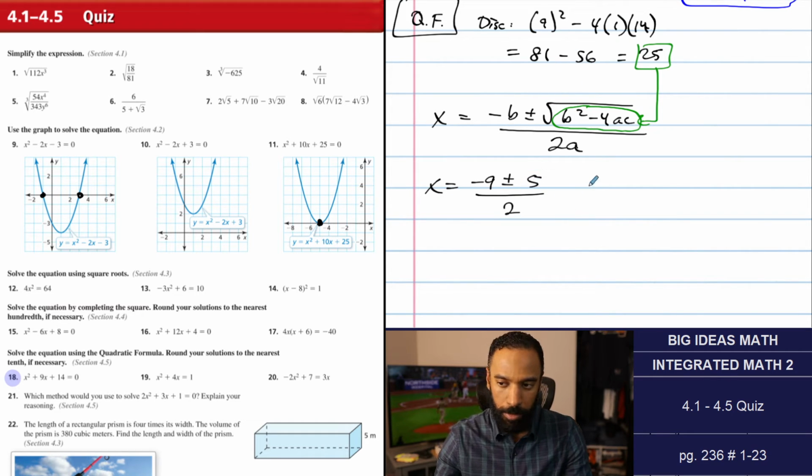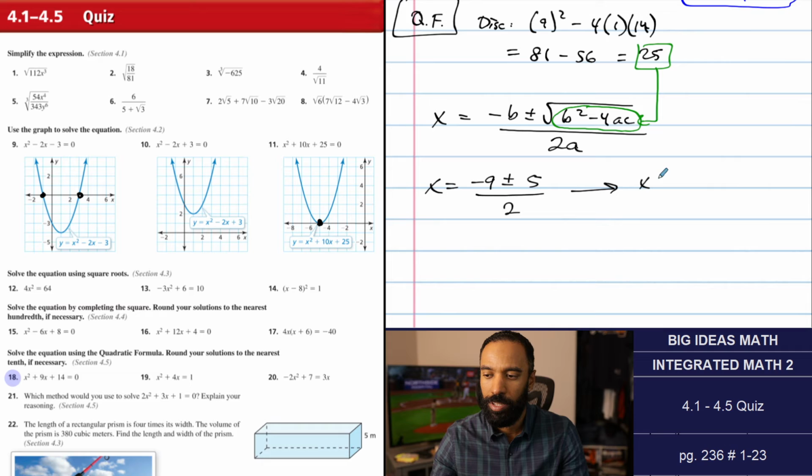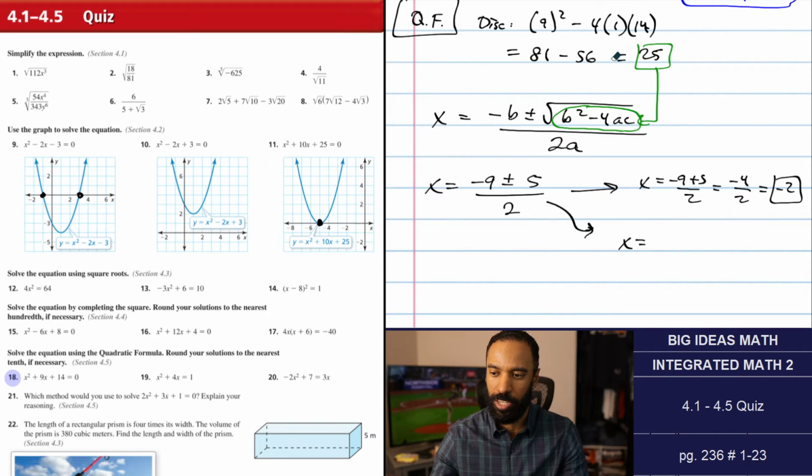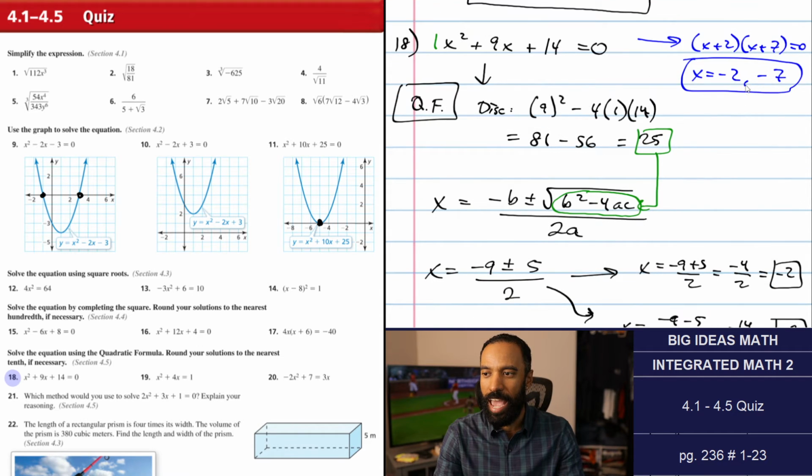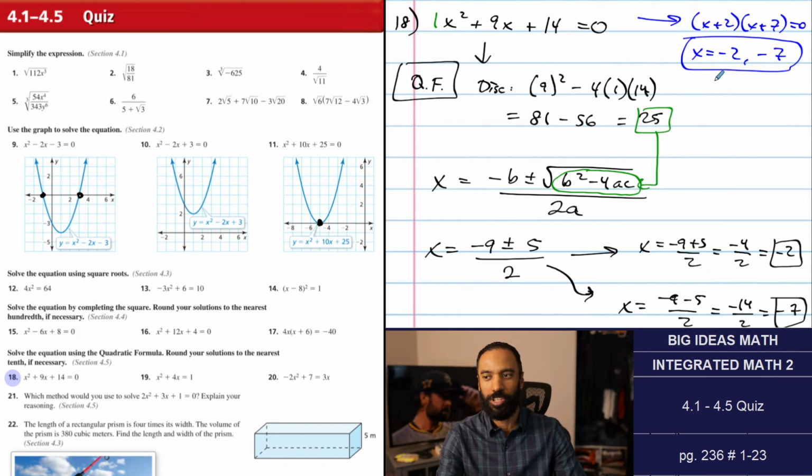So I can do -9 plus 5. I can do -9 minus 5. So -9 plus 5 over 2 is -4 halves, which is -2. And -9 minus 5 divided by 2 is -14 over 2, which is -7. -2 and -7. Hey, that's what I got right there. That was a lot faster to solve by factoring.